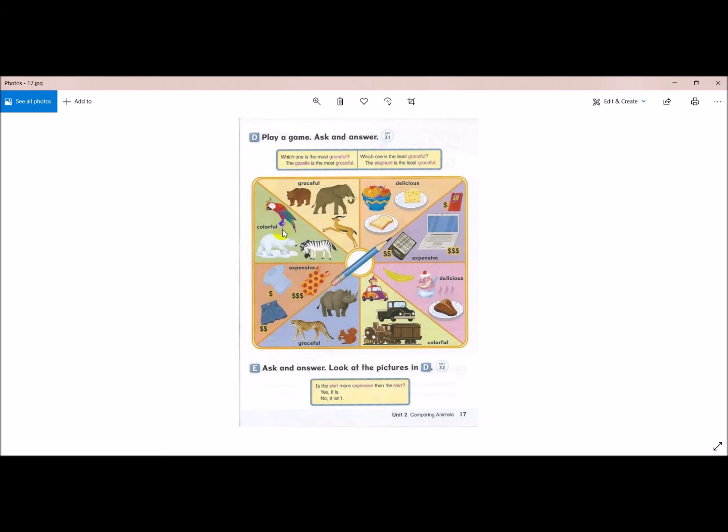Okay, now we're going to this one. They have 3 delicious things: fruit, cheese, and also bread. So 3 of them are delicious. Fruit is delicious, cheese is delicious, and bread is delicious. But we want to ask which one is the most delicious. Can you answer me? Which one is the most delicious?